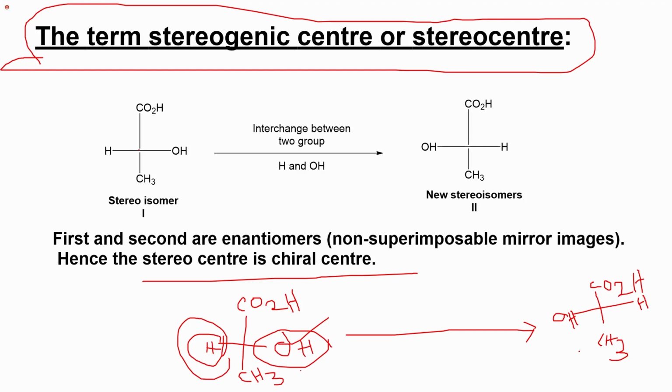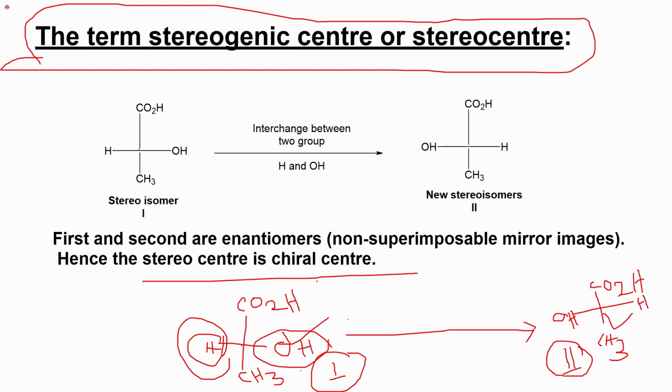So what we will see is that this is stereoisomer 1 and this is stereoisomer 2. Now you can generate two stereoisomers at a time, which means this one is different from that, right? So that's why we can say this carbon center is the stereogenic center or stereo center.